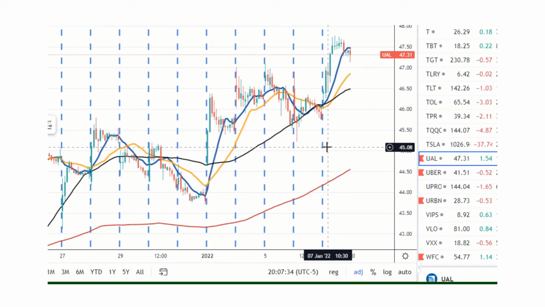Today we learned that trends are developed by the selling or the buying of stocks. So if a trend is going up, there's usually buying going on. And if a trend is going down, there's usually selling going on.